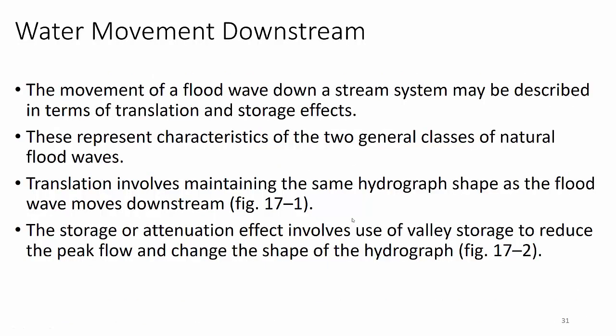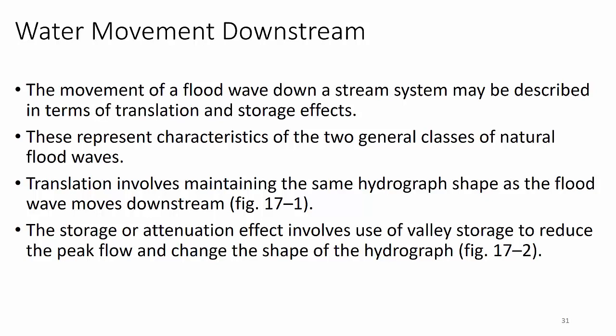The movement of a flood wave down a stream system may be described in terms of translation and storage effects. That's what we were seeing with those three hydrographs stacked on top of each other. These represent characteristics of two general classes of natural flood waves. Translation involves maintaining the same hydrograph shape. We talked about that a number of times as the flood moves downstream. The storage attenuation effects involve the use of valley storage, which is the cross-sectional area, to reduce the peak flow and change the shape of the hydrograph.